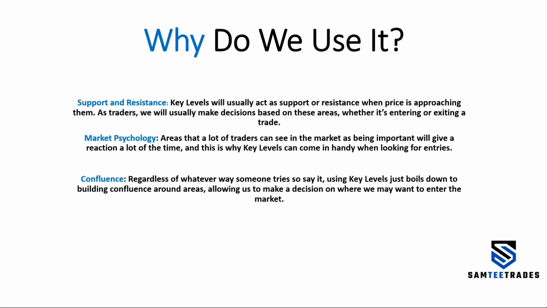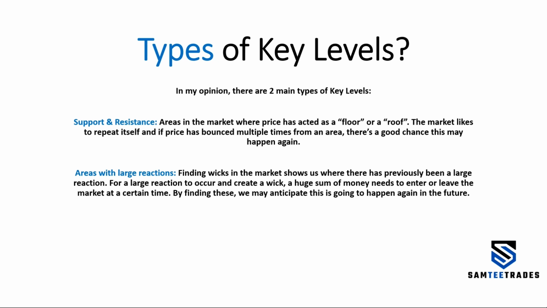So now let's look at types of key levels. There's two that I would like to go over in this example. The first one will be support and resistance, which you might be familiar with. This is just areas within the market where price has acted as support or resistance, or the floor or the roof, depending on how you like to visualize it. I've previously said this as well: the market likes to repeat itself. So if price has bounced multiple times from a certain area, there is a high chance that it will happen again. I know some people go into all the liquidity side of things and stuff like that, but at the end of the day, the market repeats itself. You can see it over and over every single day. So support and resistance levels do usually make for a good trade.